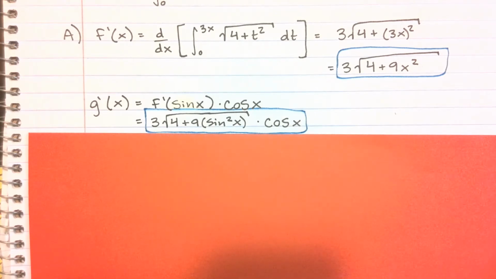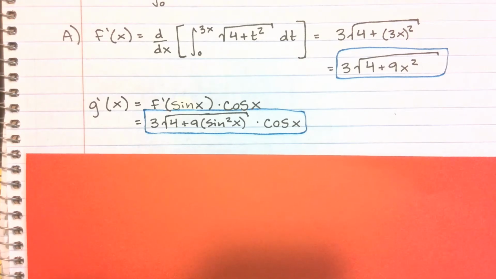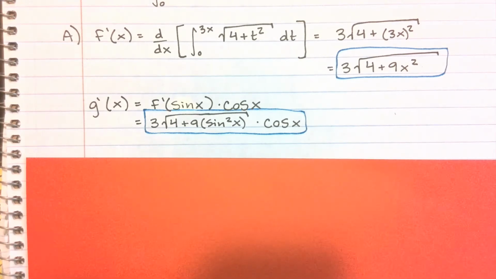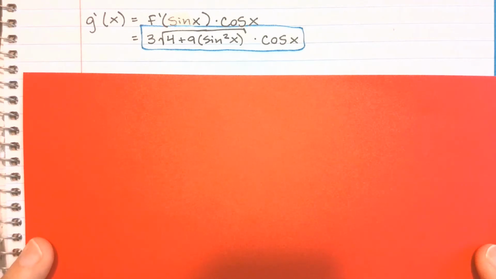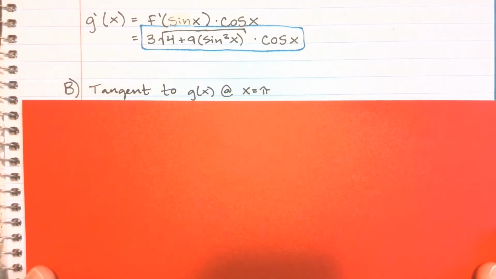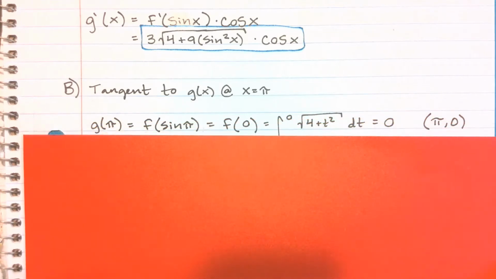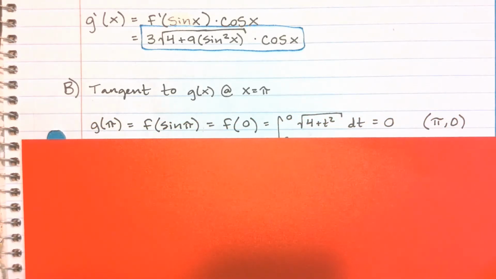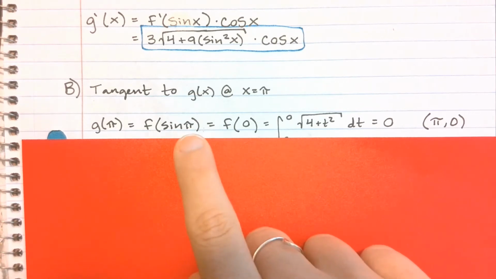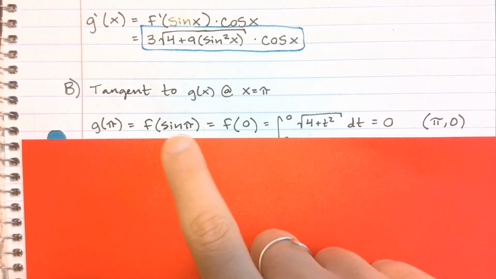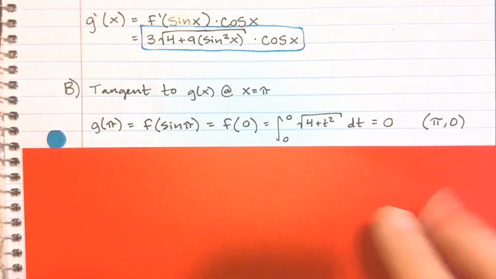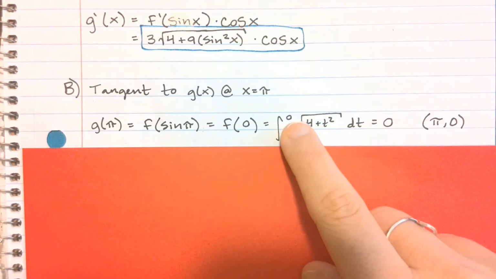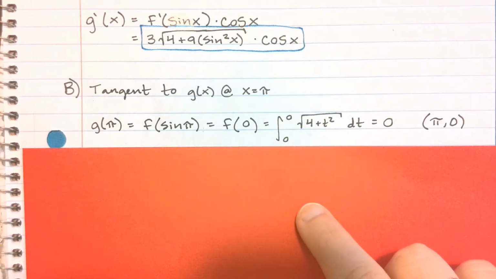Part B wants us to write a tangent line for the graph of g of x at x equals pi. So we know that if we're writing a tangent line, we need a point and also the slope at that point. So my first step, I'm going to find g of pi so that I can figure out what that point is. Remember that g was defined by f of sine of x, so we've got f of sine of pi, which is f of 0, because the sine of pi is just 0. And then remember f is an integral, so we've got from 0 to 0 when we plug in that x being 0 for 3 times 0.